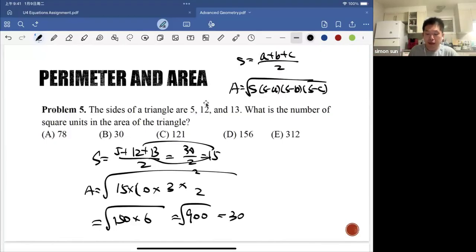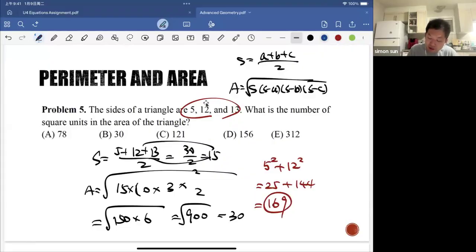Okay, and also take a look at the three numbers here. So it's 5 square plus 12 square is equal to 25 plus 144, right? It's equal to 169. 169 is actually 13 square. So this one is also a right triangle. 5, 12, 13. But you can still get answers by using the Harris formula. Okay.